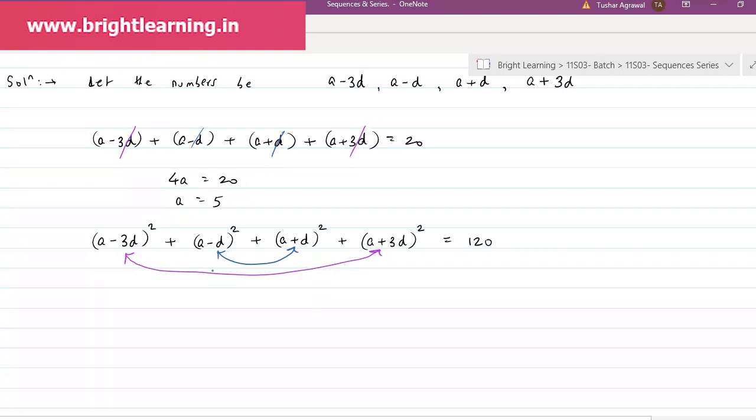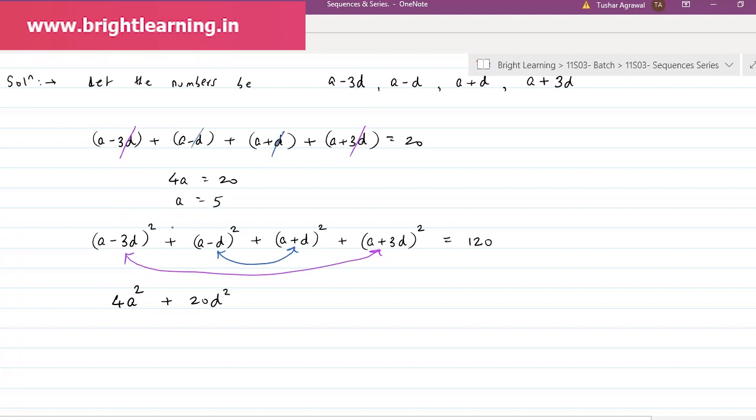So in the first, when I add a square, a square, a square, a square, everywhere it will be there. So 4a square will definitely remain. 4a square will come. Then d square: here it will be 9d square, here also 9d square. So 9d square plus 9d square is 18d square, and here d square, here d square. So 18 plus 1, 19 plus 1, 20.